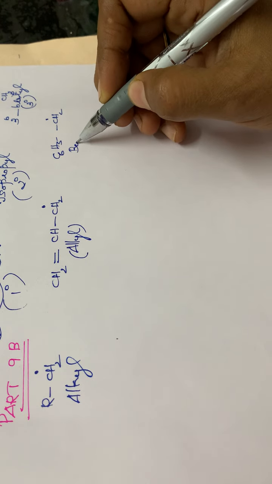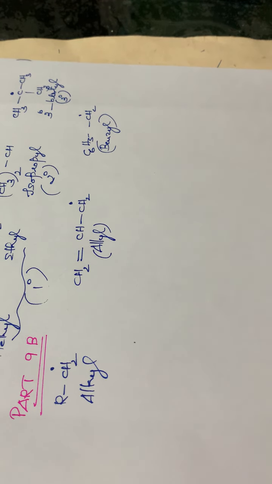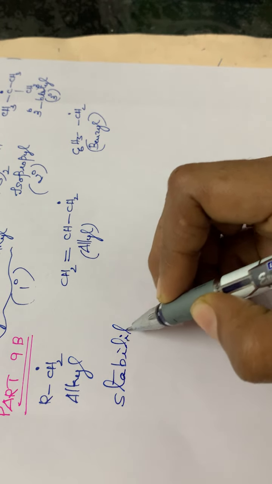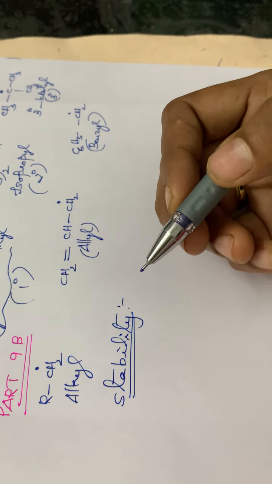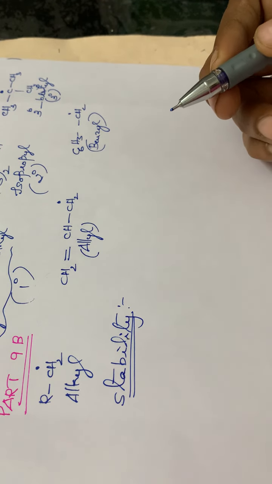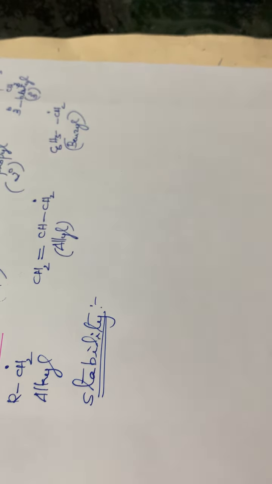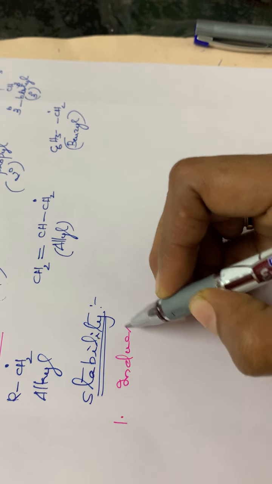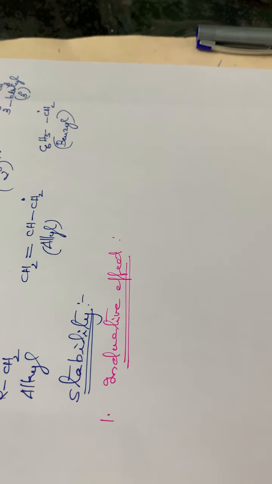Benzyl free radical. Then the next is the stability of free radicals. As in the previous cases, we explain the stability of free radicals in terms of inductive effect, hyperconjugation as well as resonance. So first is stability in terms of inductive effect.